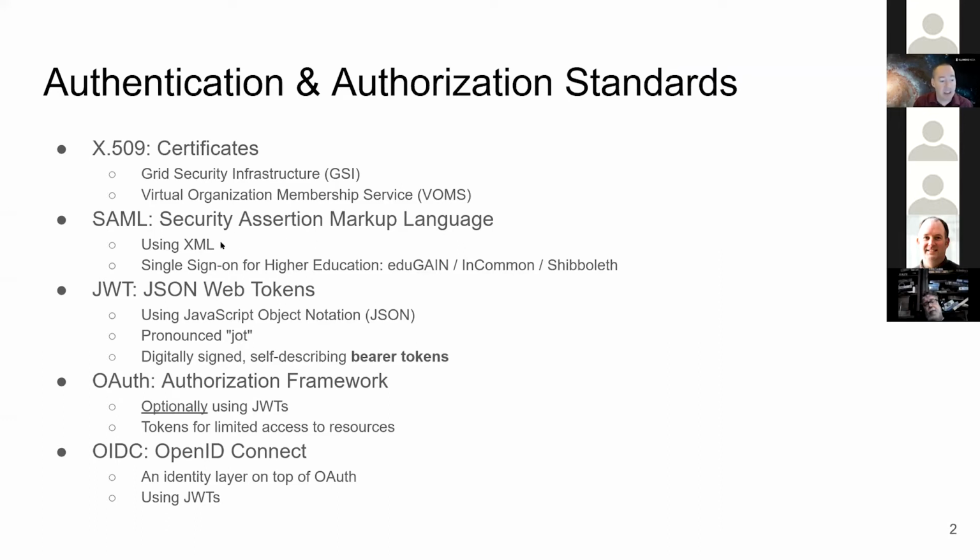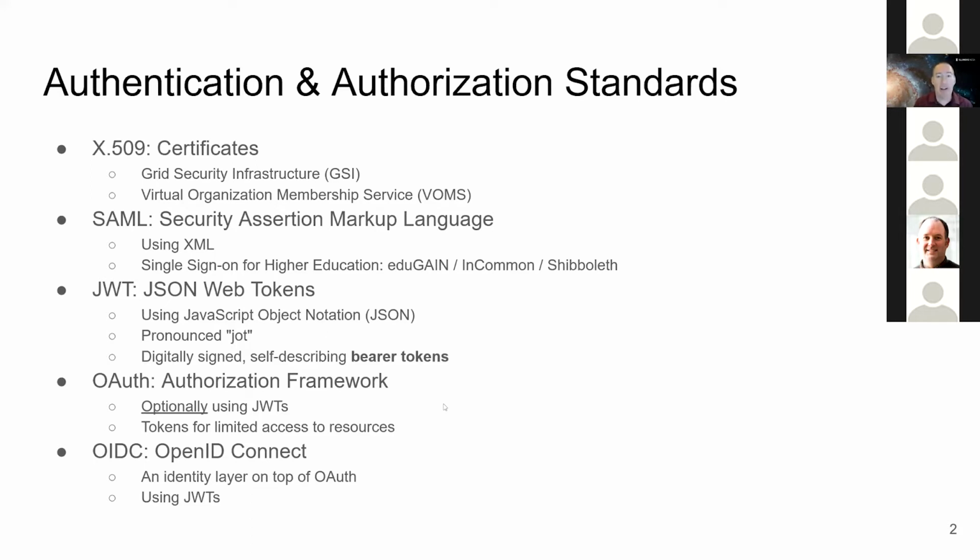It's based on XML. But what we're focused on in this workshop is tokens, and in particular, JSON Web Tokens, JWTs, or JOTs. You can pronounce it as a JOT. And so they don't use XML, they use JSON, JavaScript Object Notation. And these are digitally signed self-describing tokens, and they're bearer tokens. So the holder of the token presents it and is able to do what the token says they're able to do. And so we'll talk more about what that means to have a bearer token like that.